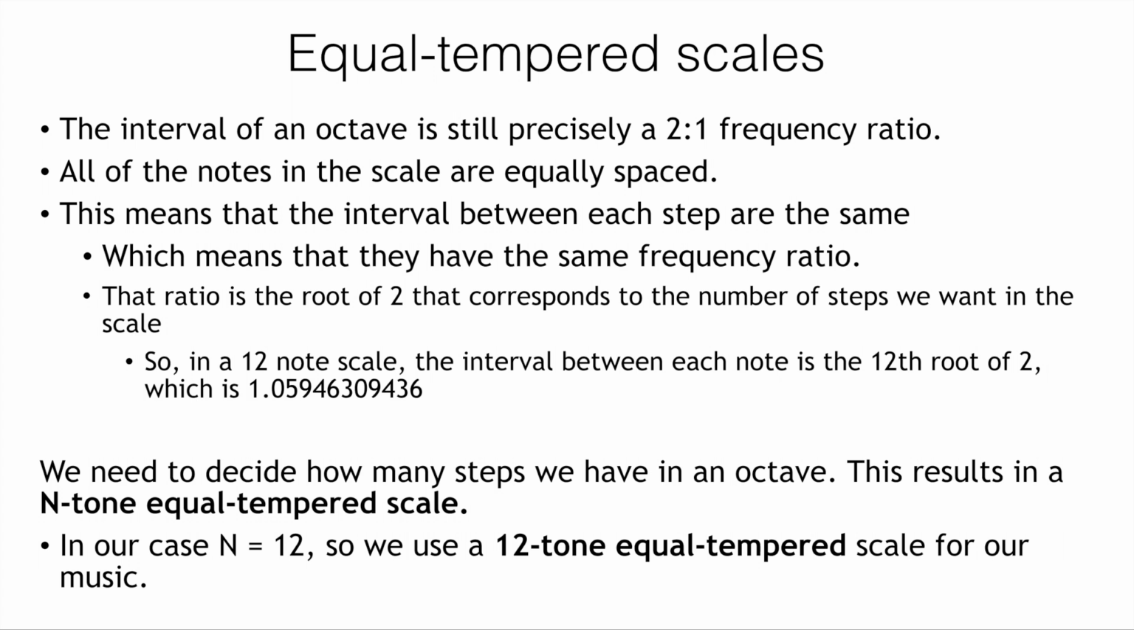So that means the ratio has to be some root of 2, and that root would correspond to the number of steps we want in the scale. So if we had a 2-tone equal-tempered scale, the ratio would be the square root of 2. If we had a 3-tone equal-tempered scale, then each interval would be the cube root of 2. If we had a 4-tone equal-tempered scale, we would have each interval being the 4th root of 2.